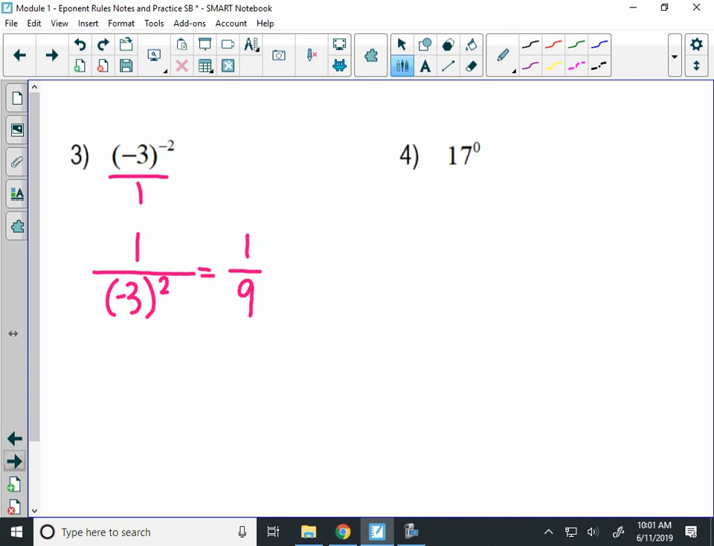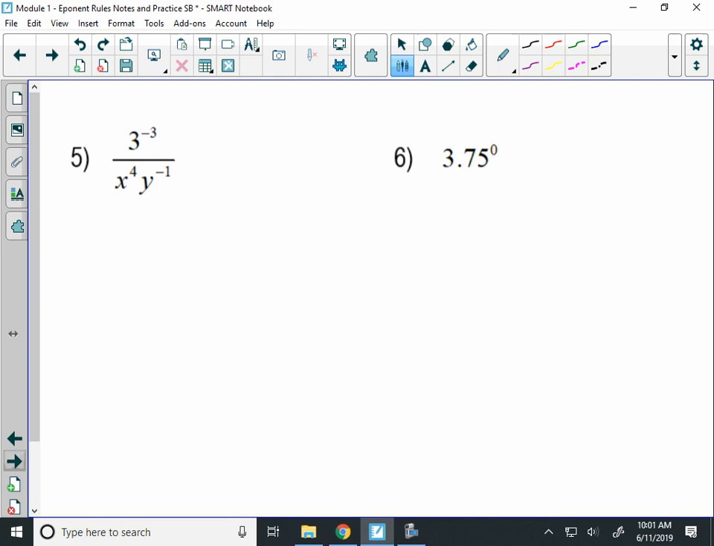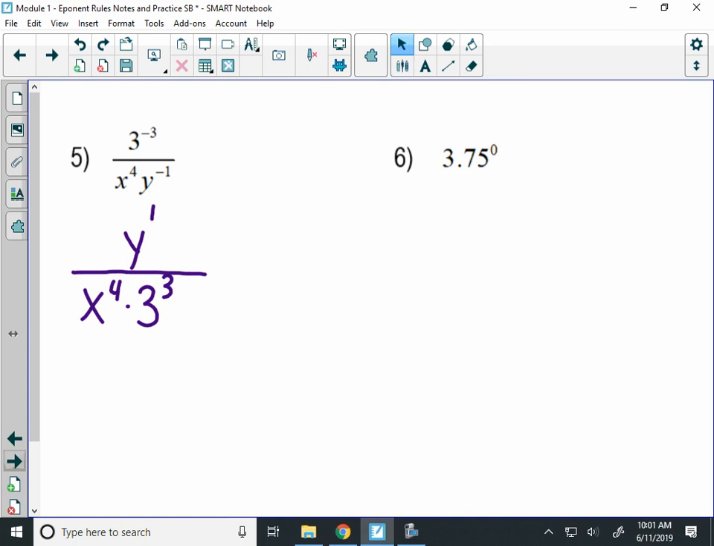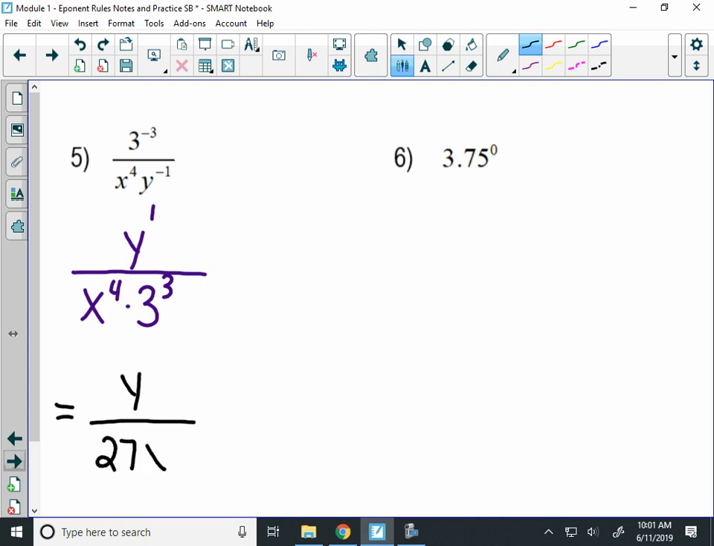Simple problem. Anything to the 0 power equals 1. All right, number 5. Let's move things. We don't like negatives. Let's move everything first, and then we can simplify. So the x is the only one that's happy. So x to the 4th stays put. The 3 cubed comes down to the bottom. So I'm going to make it 3 to the +3rd. And the y moves up to become positive. Now when we simplify, you don't have to write 1, so it's just y. 3 cubed, I'm going to put that in front, is 27x to the 4th. And that's your final answer.